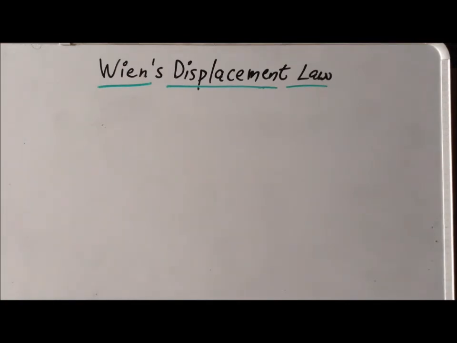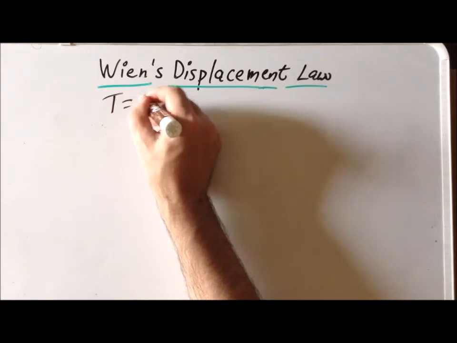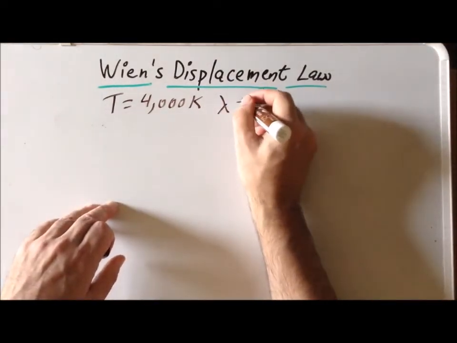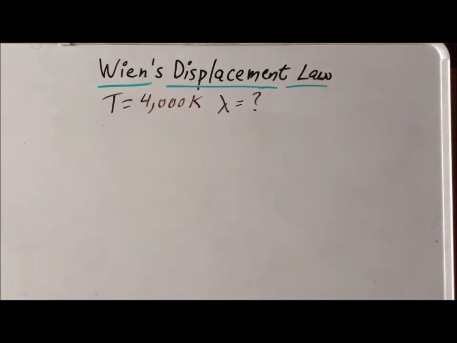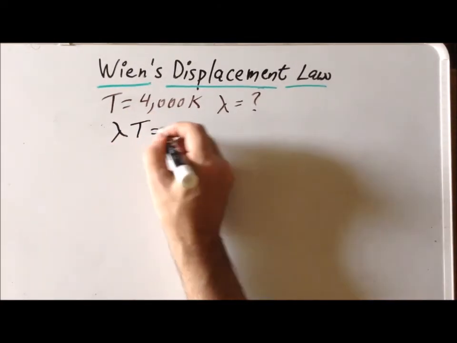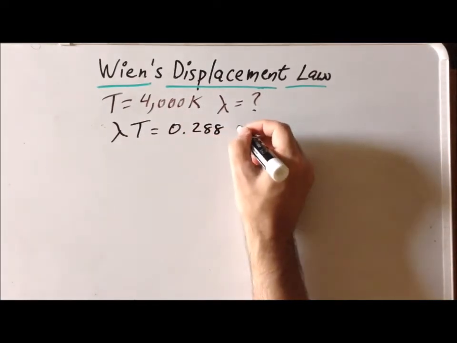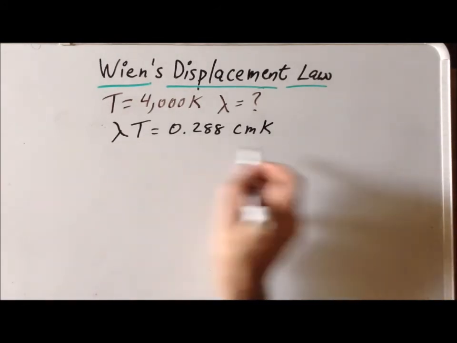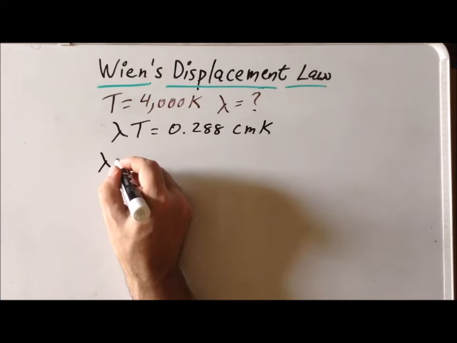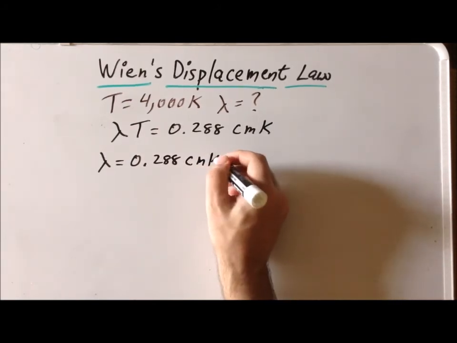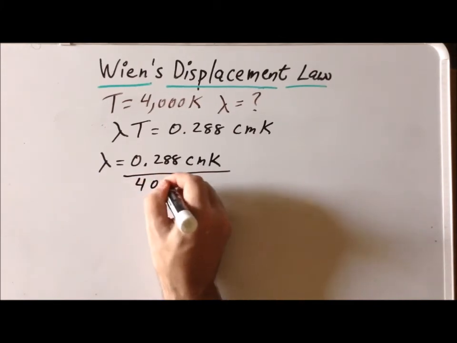Now, let us suppose that we have an object that is at a temperature of 4,000 degrees Kelvin. What we would like to determine is the wavelength at which the maximum amount of radiation is going to be emitted. Again, we need Wien's displacement law, which we recall is lambda max times the temperature equal to 0.288 centimeters Kelvin. So if we substitute into the equation, dividing through by the temperature, the maximum wavelength is going to be 0.288 centimeters Kelvin divided by the temperature of 4,000 Kelvin.